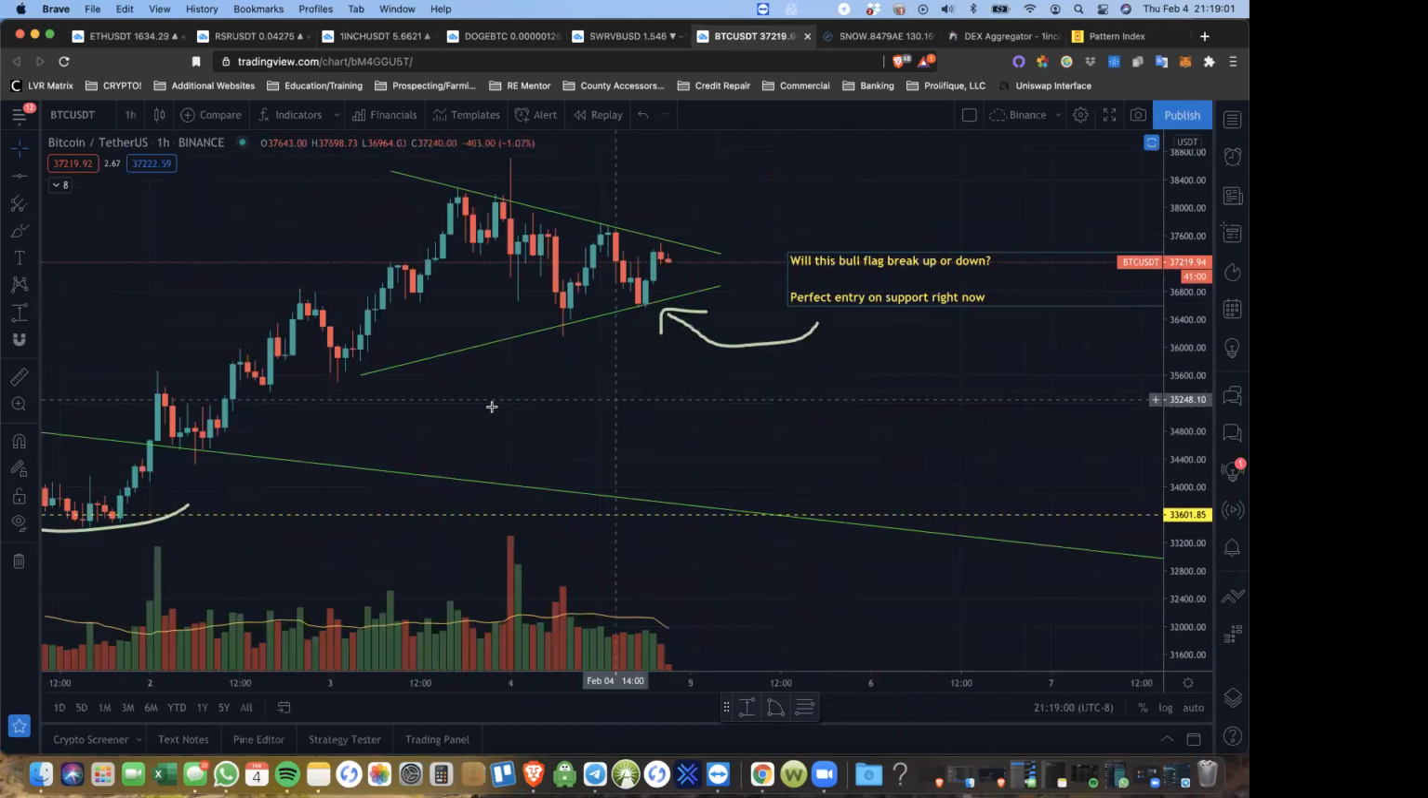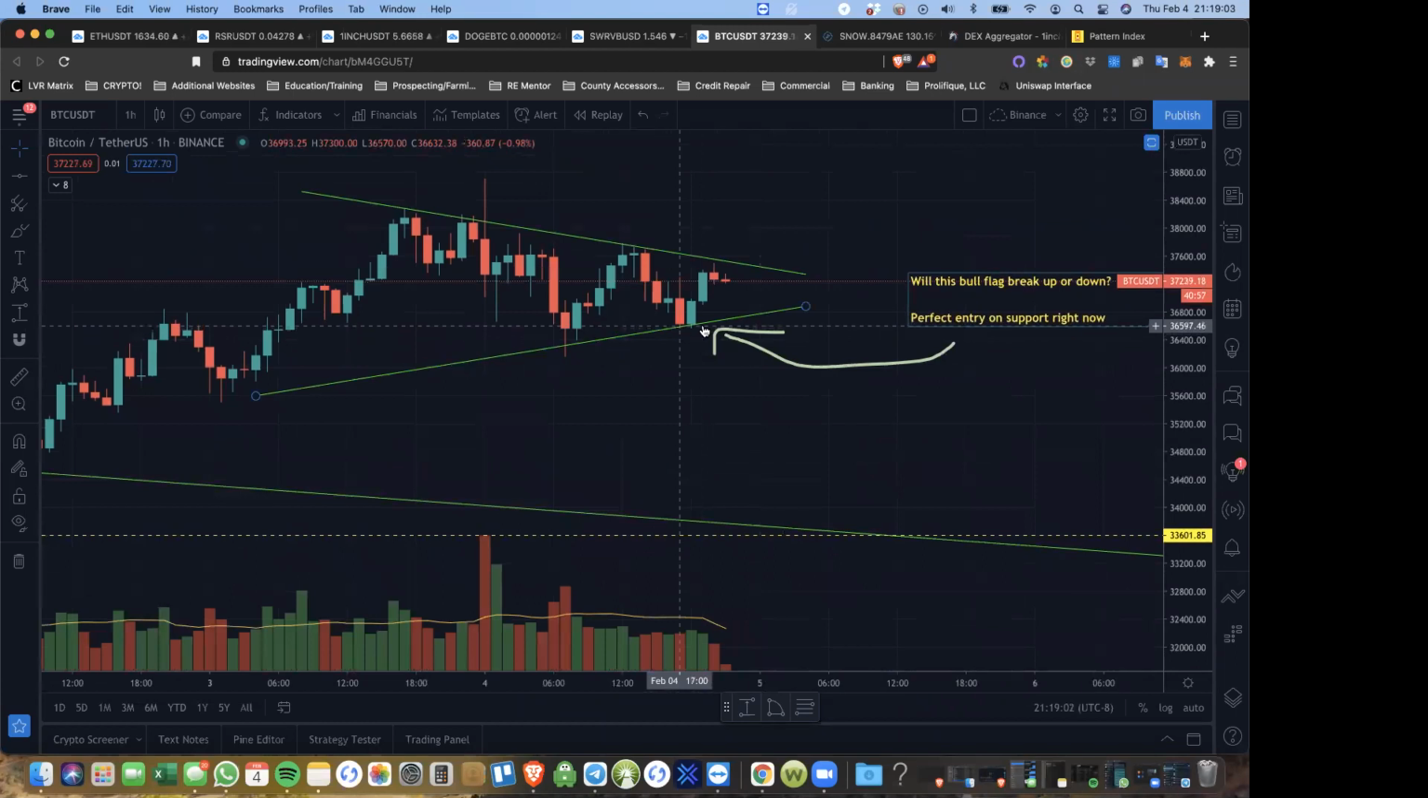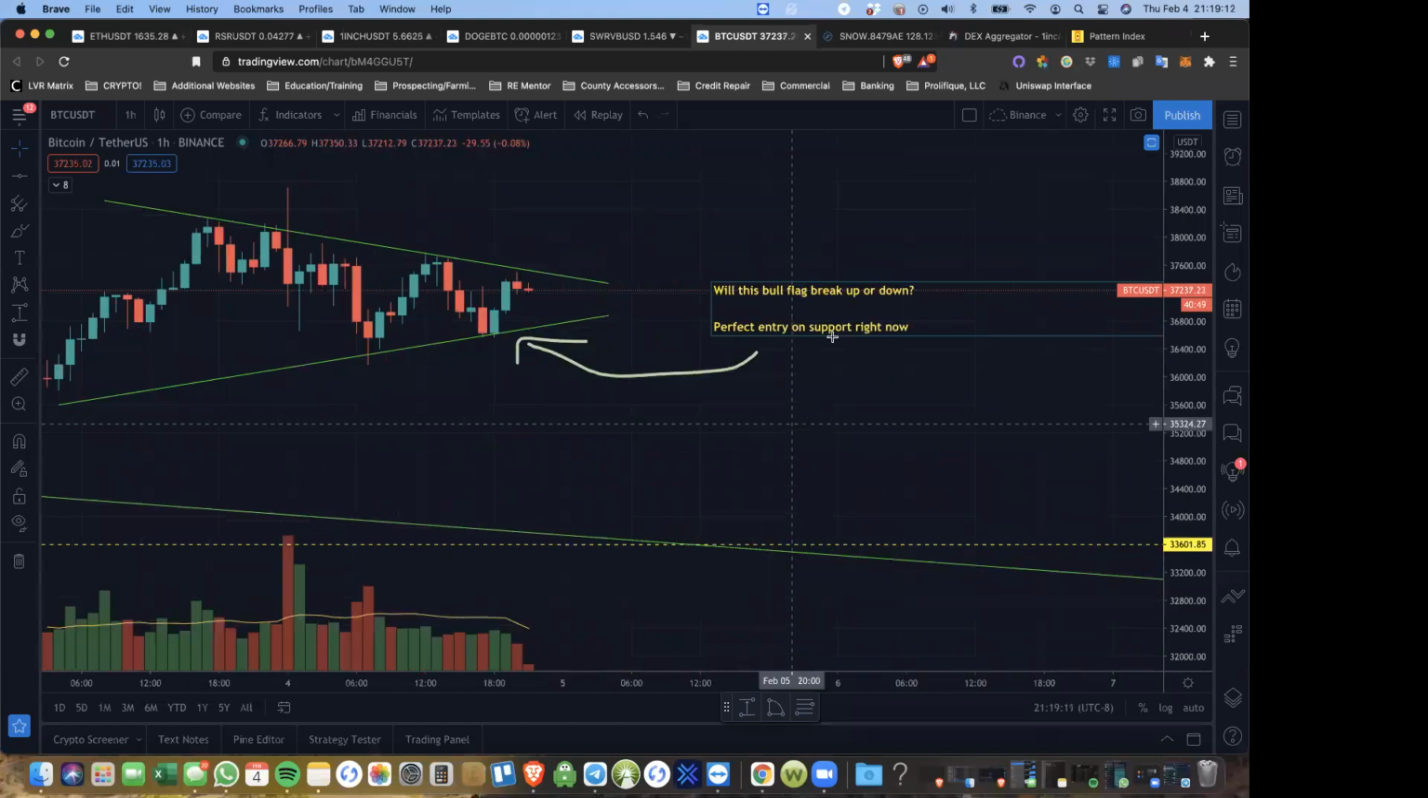As you guys can see, a couple hours ago it was on support. I posted a message in the group saying, "Hey, it's on support. This is perfect entry." Look, and what happened? It's gonna come back up. It might come down and touch here again. We'll see. We need some more volume.